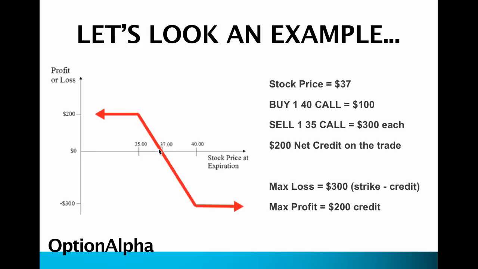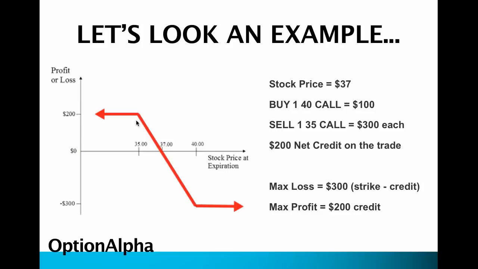Let's look at an example. So again, let's take a stock price that's right at $37 right now. So we would buy one call option. Again, this is out of the money, so it's going to be cheap at $100. And we're going to sell one 35 call that's in the money or at the money, depending on how the pricing is, for $300 apiece. Now that sale of $300 and the purchase of $100 still give us a net credit on the trade of $200, which we immediately get into our account. That's sent right to your broker's account, and that's a credit in your account, real money.